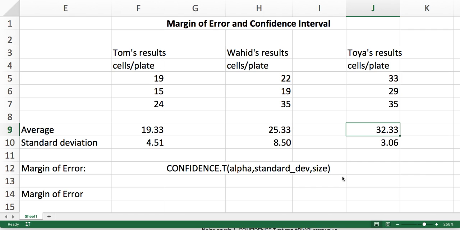So what we can do is we can actually use what is called the margin of error. And the margin of error tells us basically where we would expect the true mean to be. Obviously, we would not be able to say exactly where the true mean is, but we could probably give a sort of a range.